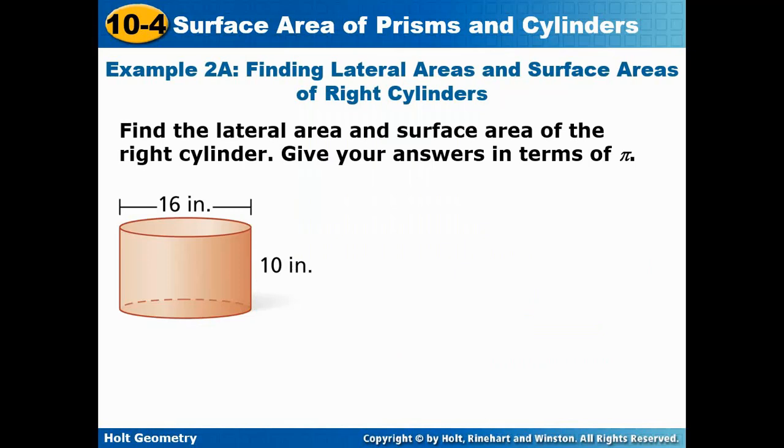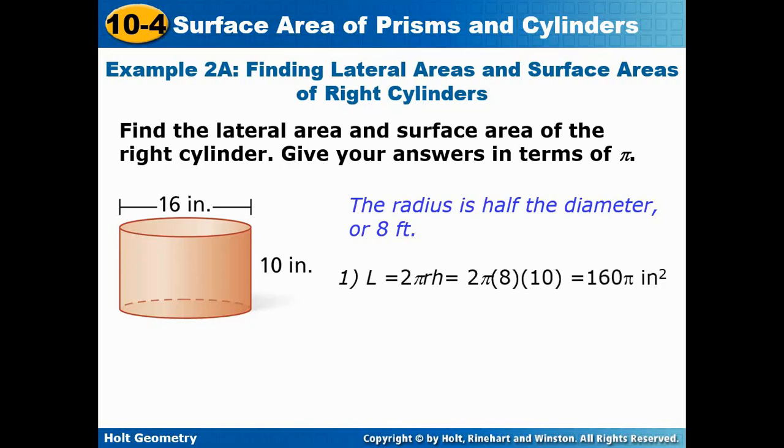Okay, let's apply it in this example. Find the lateral area and the surface area of this right cylinder. Give your answer in terms of pi. Here, the radius is half of the diameter, of course. This is 16, so the radius will be 8. And the height, the distance between the two bases, is 10 inches.